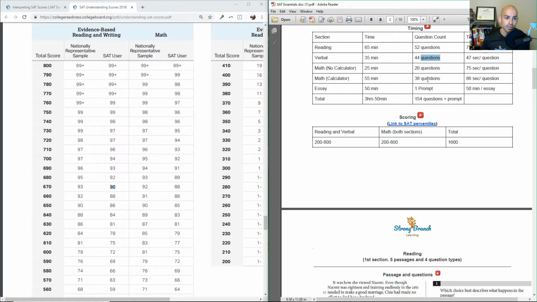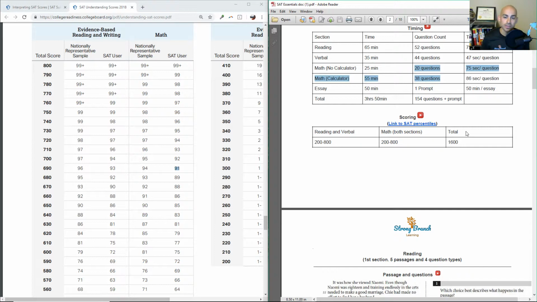other SAT takers. For math, if you want to get in the 90th percentile, that's going to be about a 690. And a 690 means that you got about 49 questions correct between the two math tests that you can take from the no calculator and the calculator section.